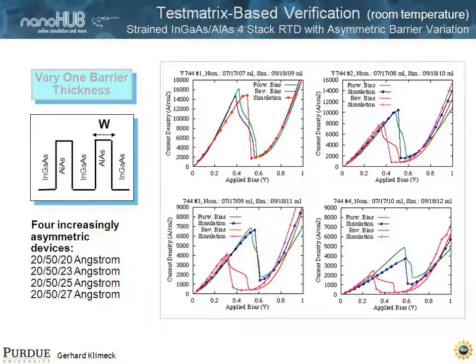And if you put this all together, full band integration, multiple bands, charge self-consistency, boundary conditions, and you spend enough compute time, you can overlap experiment in a whole sequence of devices. So here again are our results from a structure where we varied systematically one barrier and made it more and more asymmetric, and you can see how we follow the current flow very nicely in overlap with experiment.